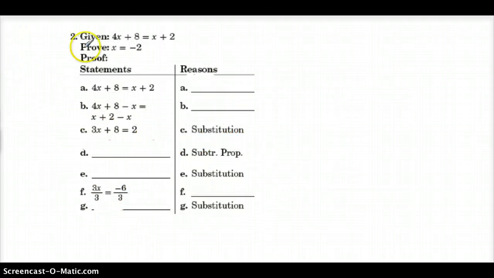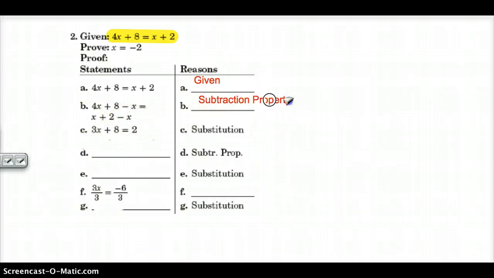Let's take a look at our last problem here. Again, you're given this equation, 4x plus 8 equals x plus 2, and you have to prove x equals negative 2. So same thing, if you were showing your steps in algebra, the first thing you would do is write it down, and you would say to your teacher, the reason why I wrote it down is because you gave it to me. That's the given. Then you would want to get your like terms together, so you would be moving your x. So you would write a minus x and a minus x on both sides. So 4x plus 8 minus x, and then x plus 2 minus x. And you are subtracting that x, so that would be the subtraction property.